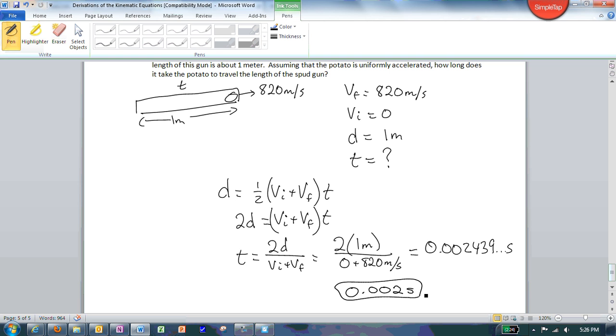So again, key things to remember. You're thinking about drawing the picture, reading through the problem, writing down your initial information and what you're looking for, and then you just take a look at the kinematic equations if it's something that seems like you've got some of that information and you're missing something. You look at the kinematic equations, pick the appropriate one, and then just solve for your time.